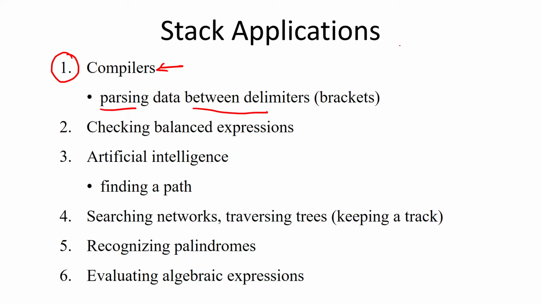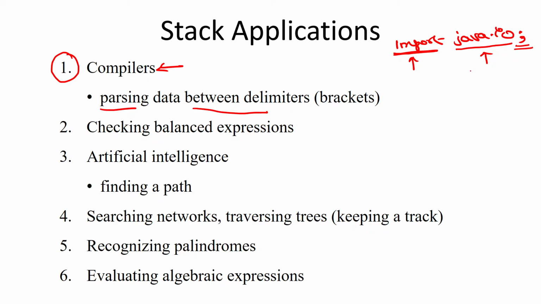For example, I may have import java.io semicolon. Here parsing means reading. The compiler is reading the programming language code word by word. So this is read by the compiler, parsing the import word and parsing the java.io, and there is the delimiter semicolon.